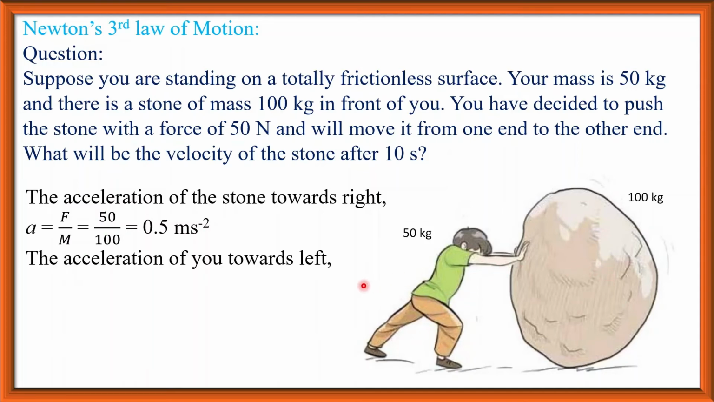The acceleration of you towards left, a = F/m. This is equal to 50 divided by 50, since your mass is 50 kilograms. This is equal to 1 meter per second square. Your acceleration towards the left is 1 meter per second square, and the acceleration of the stone from left to right is 0.5 meter per second square. But your acceleration is more than the acceleration of the stone, because your mass is 50 kilogram, which is less than the mass of the stone, which is 100 kilogram.